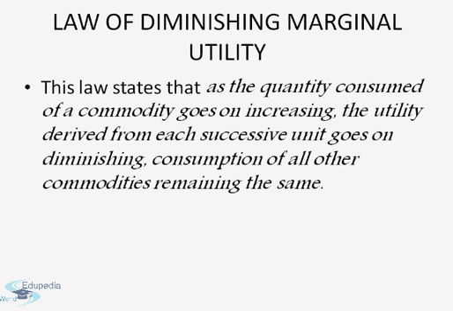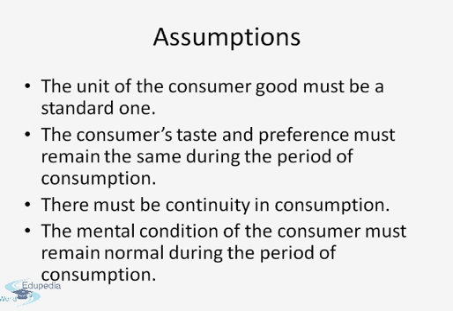Now, the assumptions of this law, that is, the basic limitations on which this law will work, are that the unit of the consumer goods must be a standard one. That is, if I am consuming ice cream, I will be consuming 1 cup of ice cream every time. If I am consuming apple, I will be consuming 1 apple every time. It should be a standard one, meaning it should be measurable. Then the consumer's taste and preference must remain the same during the period of consumption. For example, if I am very hungry and I start consuming apple, after consuming 1 unit of apple, I should not switch over my consumption to some other commodity.